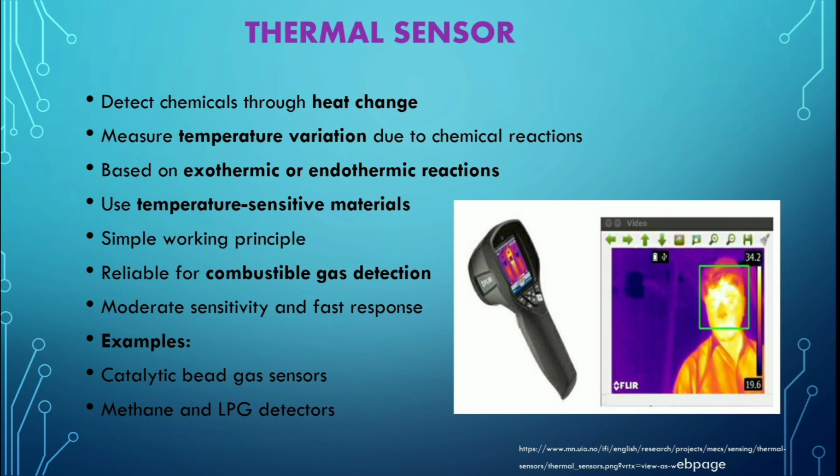Thermal sensors are chemical sensors. They detect chemicals by measuring the heat released or absorbed during a chemical reaction on the sensor surface. The temperature changes modify electrical properties such as resistance or voltage. It is based on exothermic or endothermic reaction. It uses temperature sensitive material. It has a very simple working principle and it is reliable for combustible gas detection, and it has moderate sensitivity and fast response. Examples are catalytic bead gas sensors for methane and LPG gases.